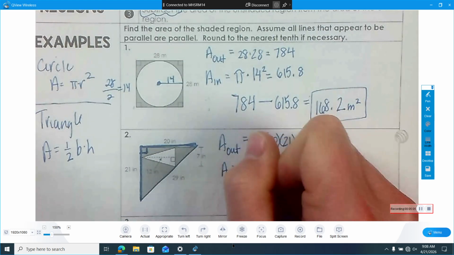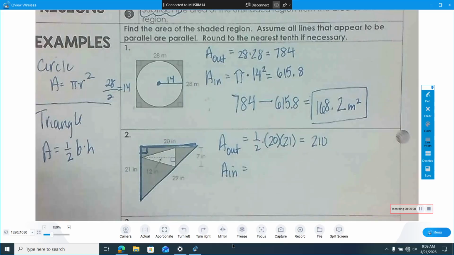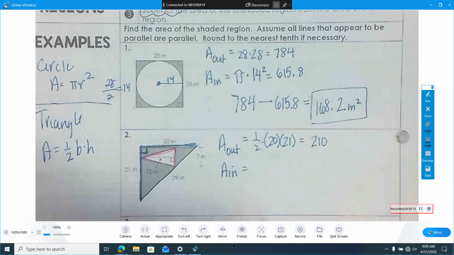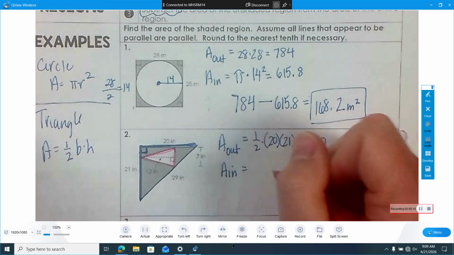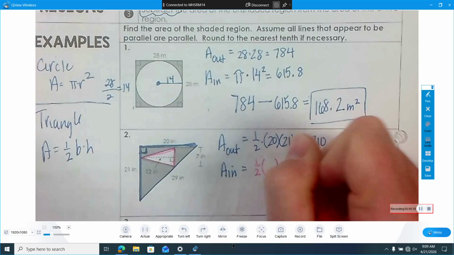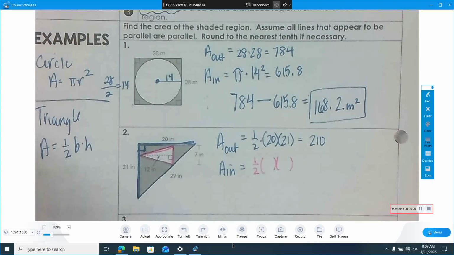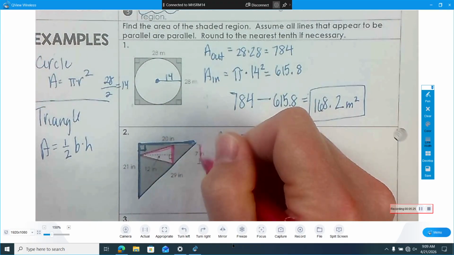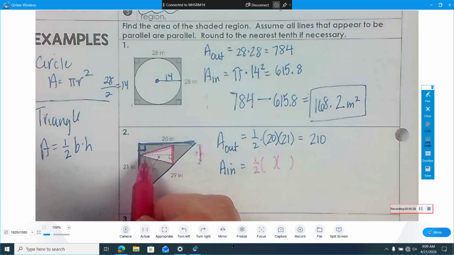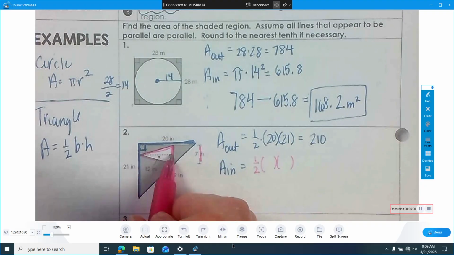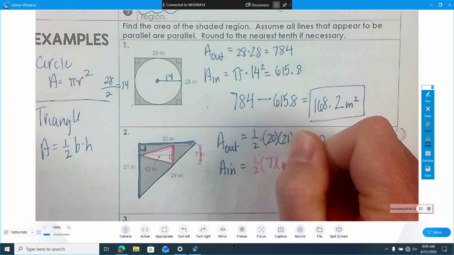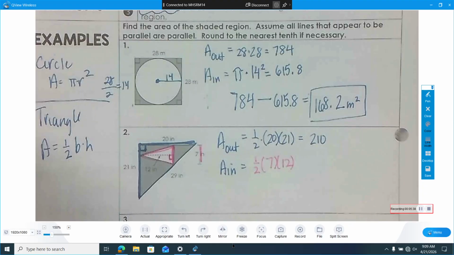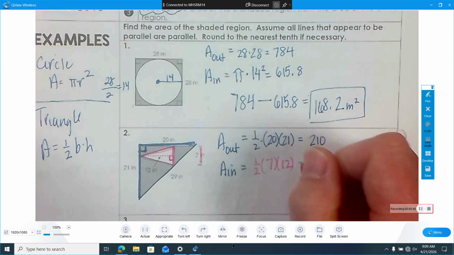Area of the inside is the unshaded region right here, which is also a triangle. So again, it's a triangle, so that's 1/2. And what's our base and our height of that pink triangle? 12 and 7. Very good. So we have 7, which we're getting from this little information right here, and then the dotted line, they've listed as 12. That's the height. So 7 and 12, and again, they're connected by that right angle. So 6 times 7 is 42.